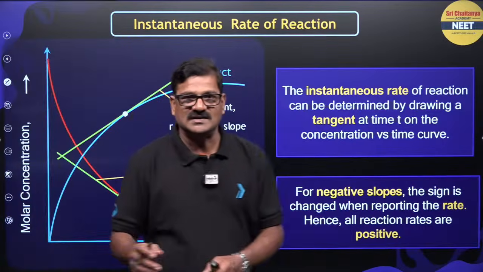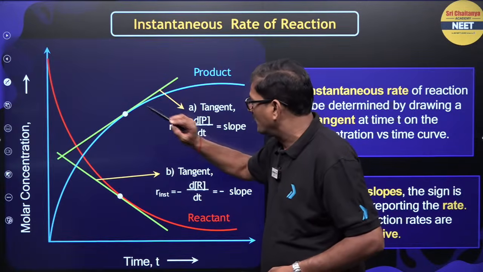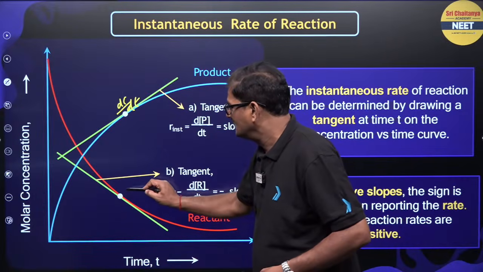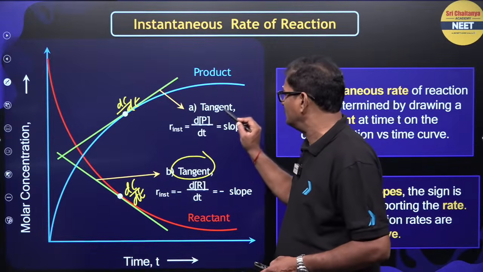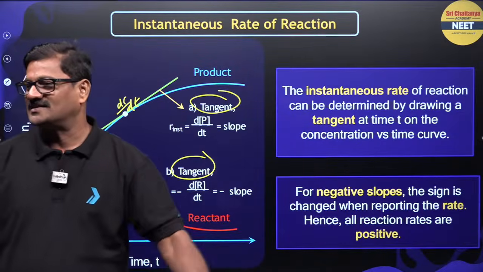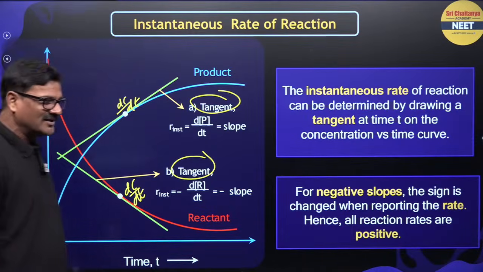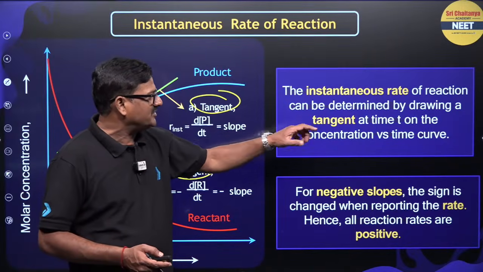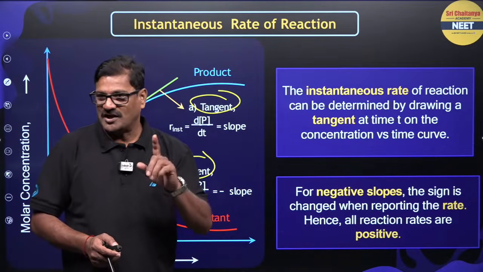When you say this is the average rate, take a tangent, and this is the point dC by dt. This tangent is important to say the average rate becomes the instantaneous rate. You are an IIT student, you know that the instantaneous rate of reaction can be determined by drawing a tangent on the concentration versus time graph.